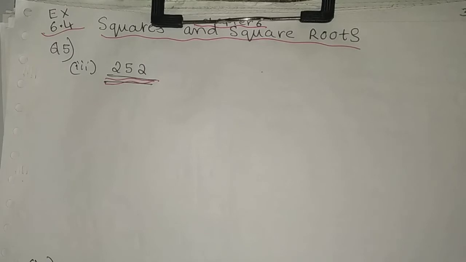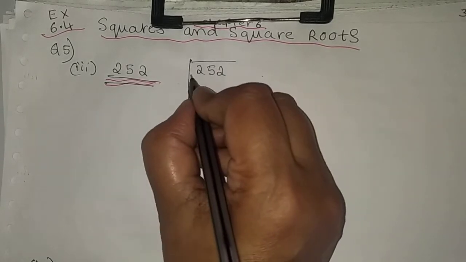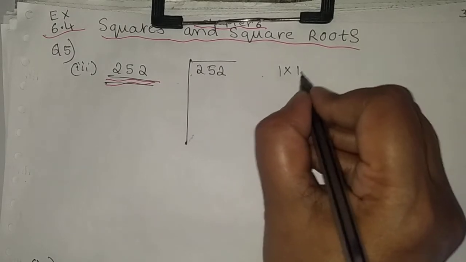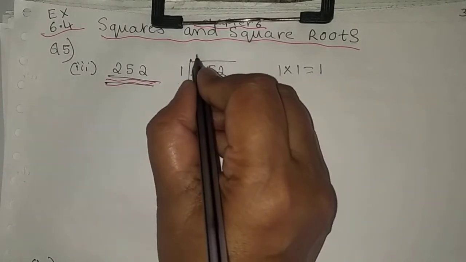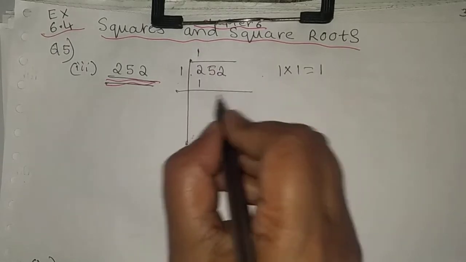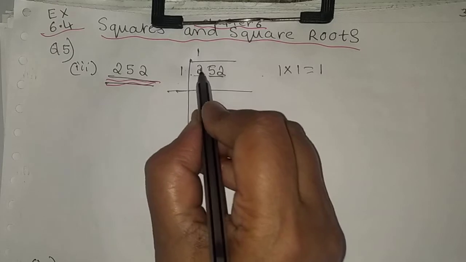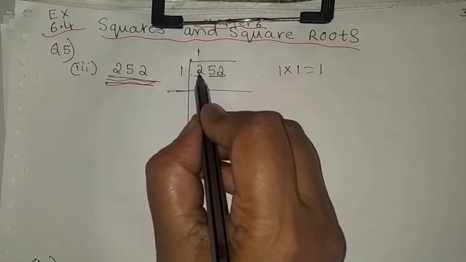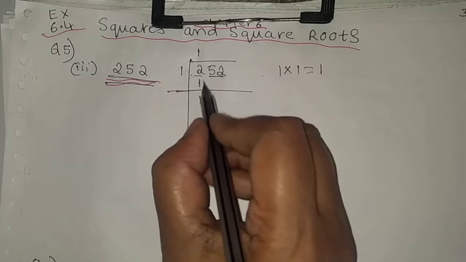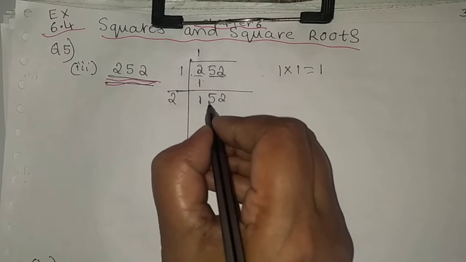The third problem given is a 3-digit number, that is 252. So we'll see how to solve this one. Start here. 252. So first we'll take the nearest square, that is 1 into 1, nearest perfect square. So 1 1s are 1. Then how much? Remainder 1. First pair this number, we got 2 pairs, and find the nearest square root, that is 1 into 1. 1 1s are 1, then remainder is 1, 1 plus 1 is 2, bring 52 down.